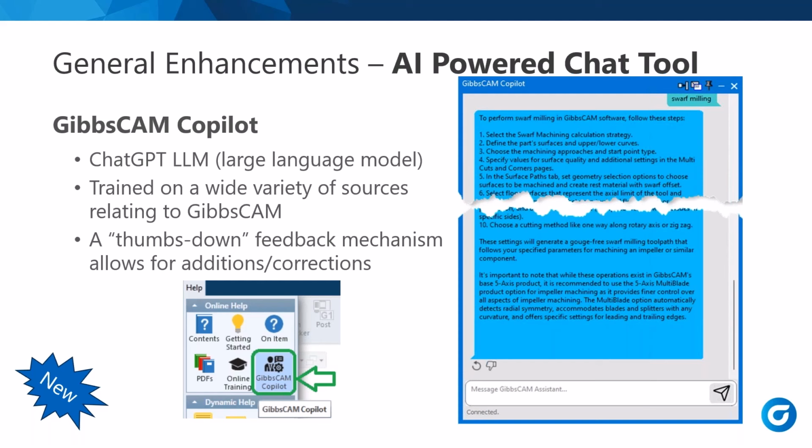If you get some information that you don't feel is right or accurate, then you can give it the thumbs down feedback, and then our team will review it. This is so we can keep the information within this chat box current and correct and accurate.